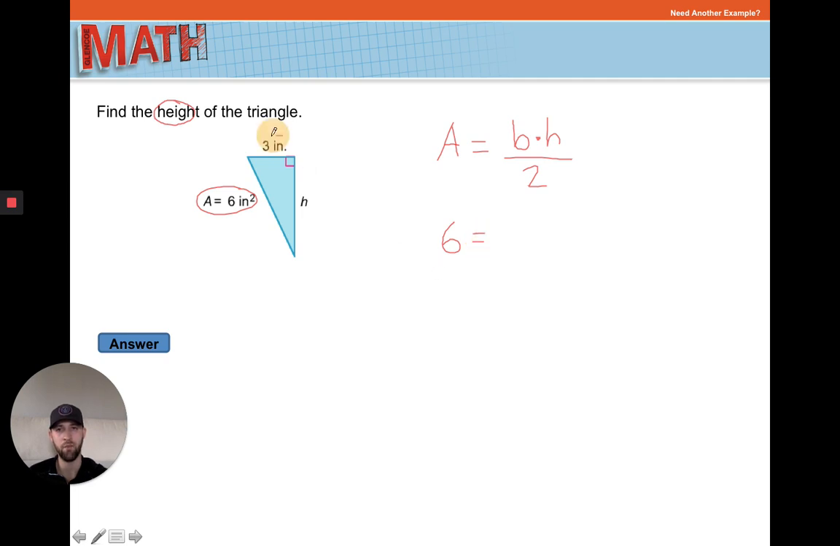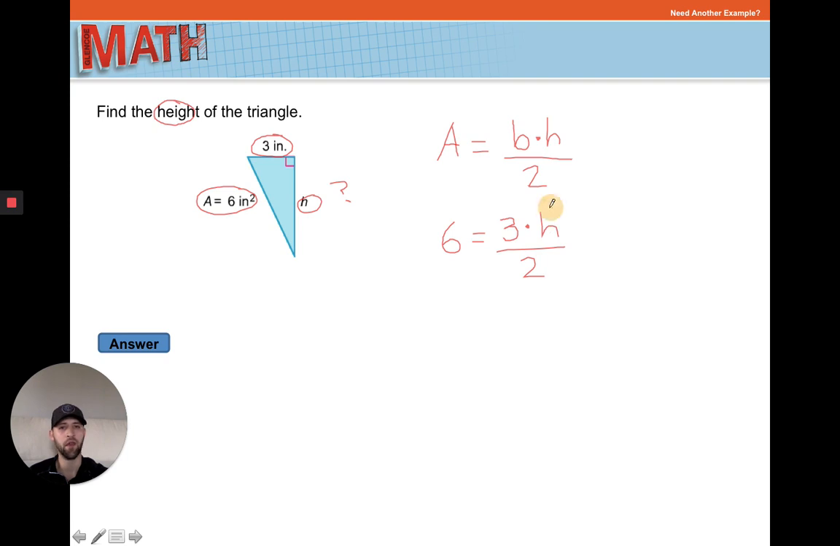I do have my base. My base is 3. It's not really sitting on anything, so we'll use the side that it gives us. So let's plug in 3 for the base. Not going to do anything with this h, because remember, I don't know what my h is. It's my question mark. I've got to figure that out. So let's keep h how it is, and we'll divide by 2 still.